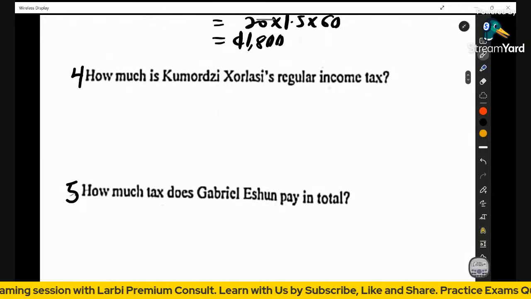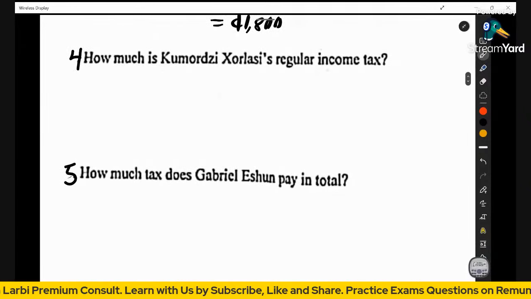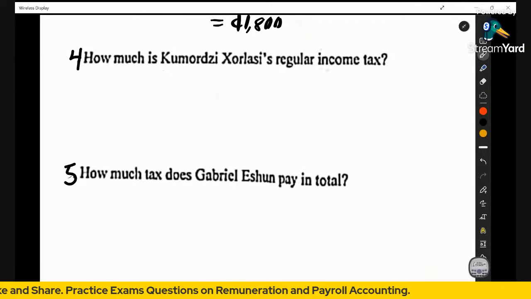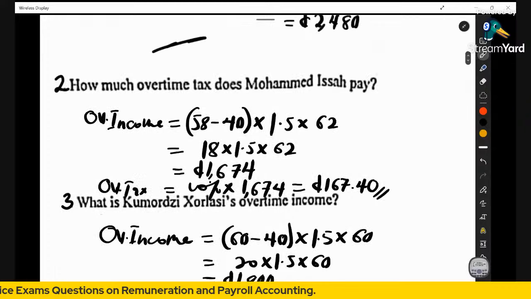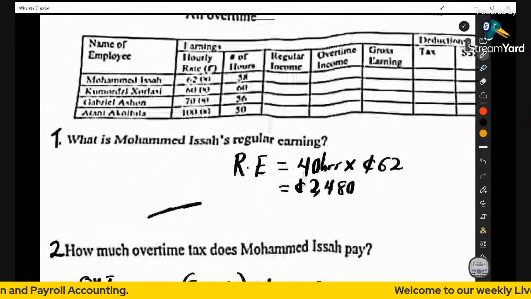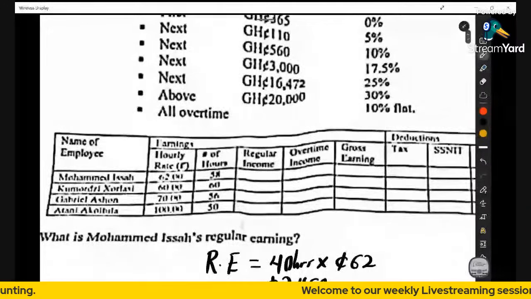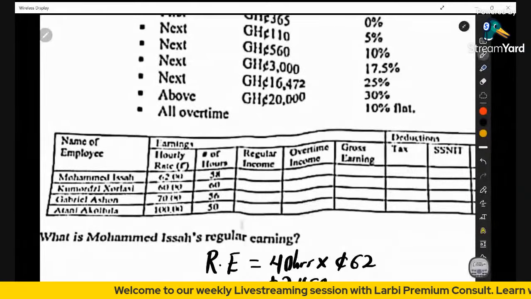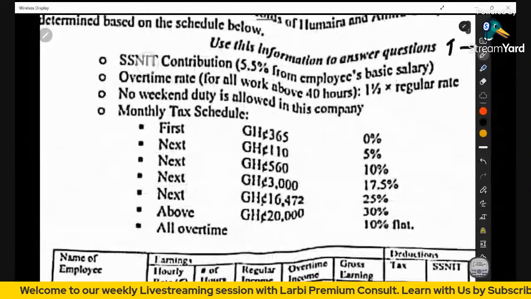Question number 4. What is Zolazi's regular income tax? Let's go back to check the condition for regular income tax. Before we can compute the tax schedule that you see here, the tax column, for any employee, that should be accounted for by taking into account the SNET contribution.